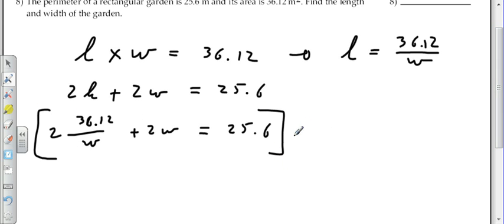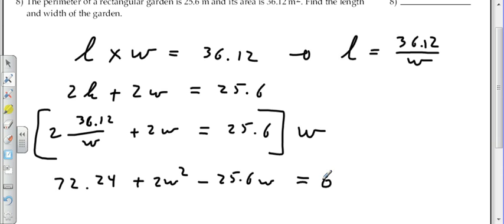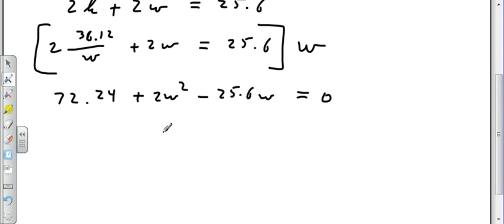Okay, so I'm going to multiply this guy times W, and I'm going to have 72.24 plus 2W squared minus 25.6W is equal to 0. And now I'm just going to put it in my calculator. Second function, polynomial solver. The A is a 2. The B is a minus 25.6. And the C is 72.24. And we solve it, and we get an answer of 21 over 5 and 43 over 5.